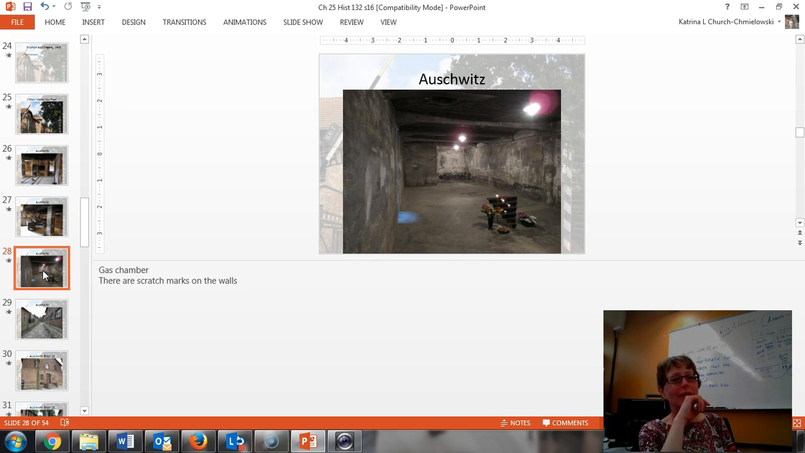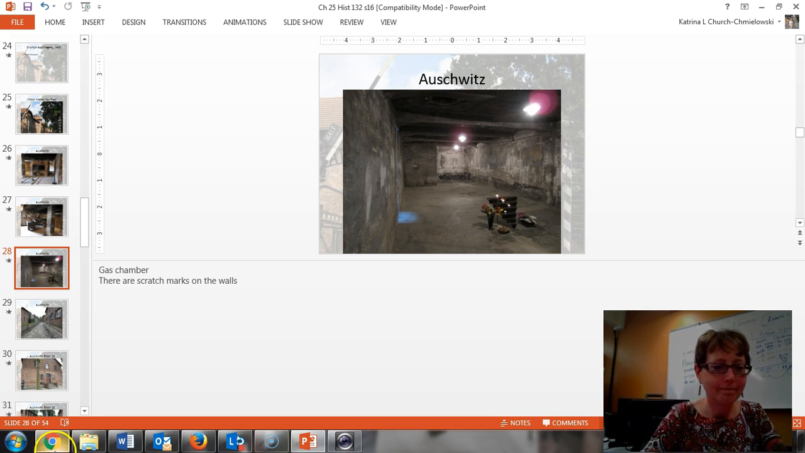This is the gas chamber that they weren't able to destroy. And this gas chamber, if you look at the walls, you can see claw marks on the walls. It's pretty chilling. And I guess we'll end there because we don't have any fun slides from Auschwitz. Sorry. Because it's not a fun place.